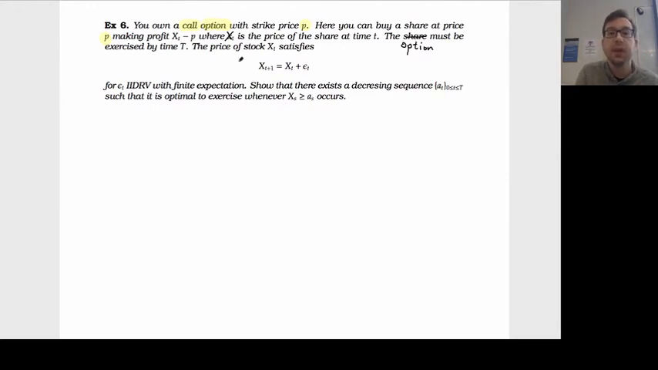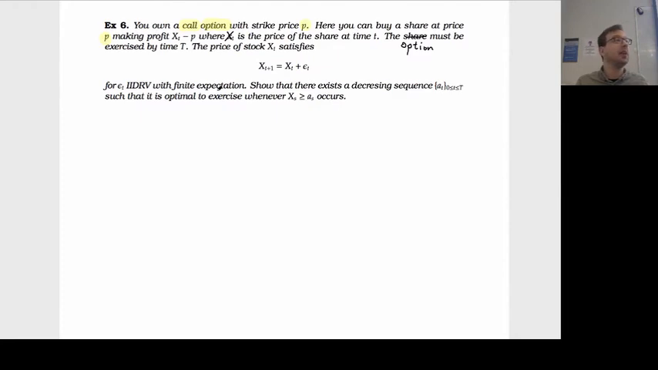Okay? And we're going to assume that the stock price X of T satisfies the equation that at each time the new value of the stock price is the old stock price plus some IID random variable with finite expectation. Okay? So basically, the stock price is a random walk. Okay? Really, it should be a geometric random walk, but we're just doing random walk.